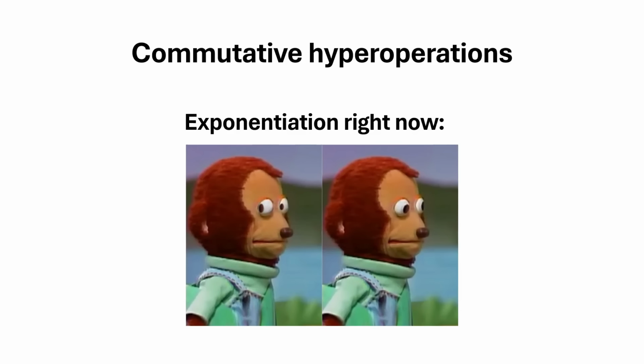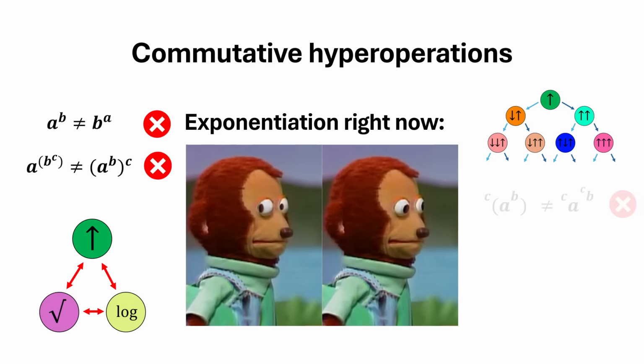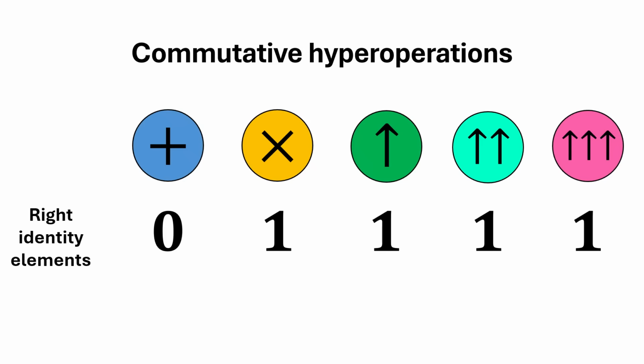It's where commutativity and associativity stop working. It's where we start needing two inverse operations all of a sudden. It's after this level that hyperoperations start branching indefinitely, distributivity stops working, and extensions stop being universally accepted. Let's take a look at right identity elements.